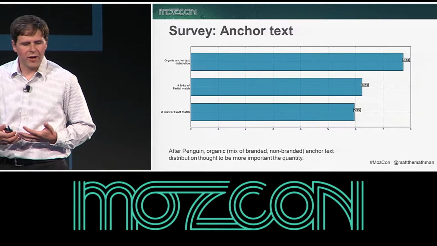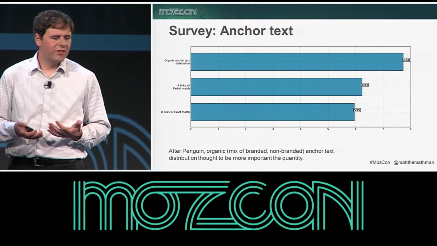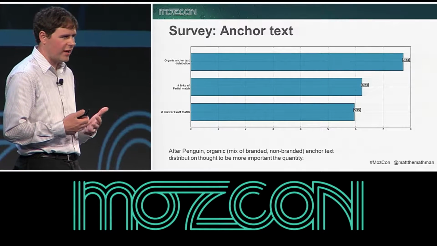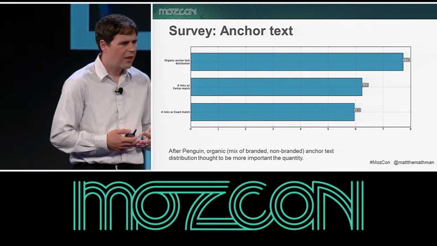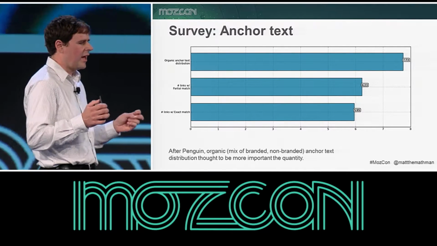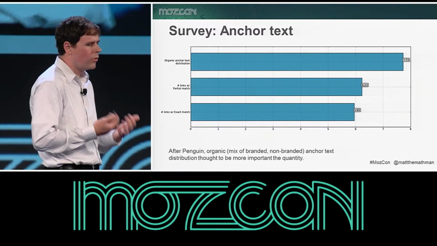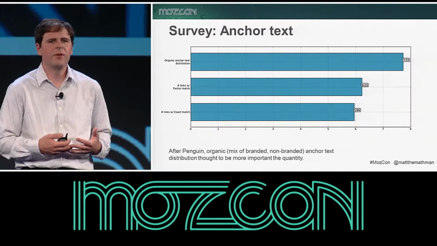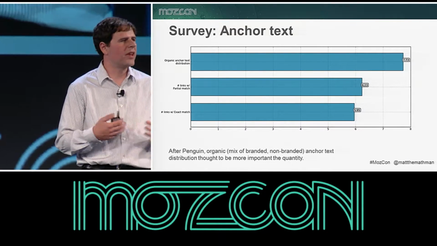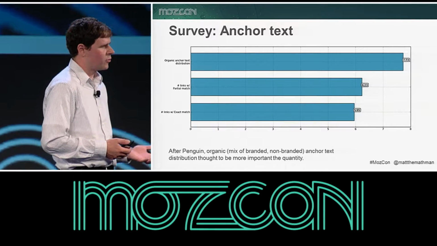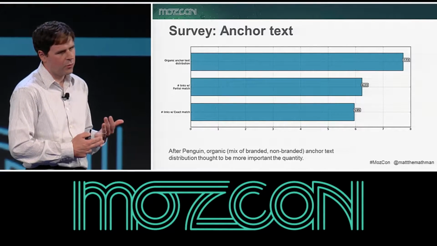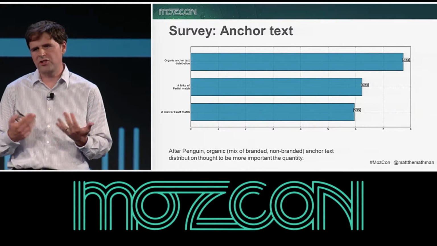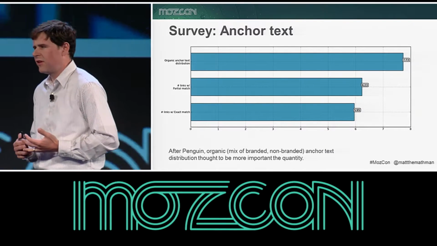Looking at the survey, we see that SEOs think that more so than the actual number of links that have partial or exact match anchor text, having an organic distribution of anchor text is the most important ranking signal. What this organic distribution means is that it's a blend of anchor text that is going to occur naturally. Things like branded keywords that people are naturally going to link with, unbranded keywords, generic words like click here and things like this.